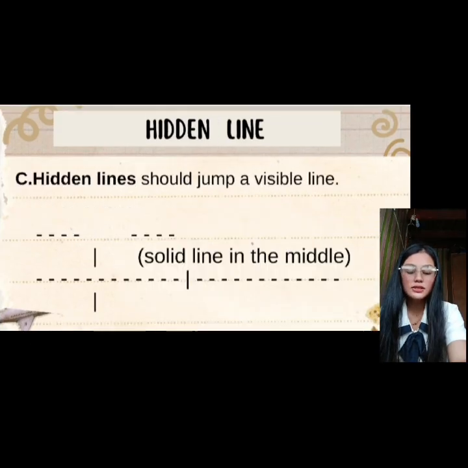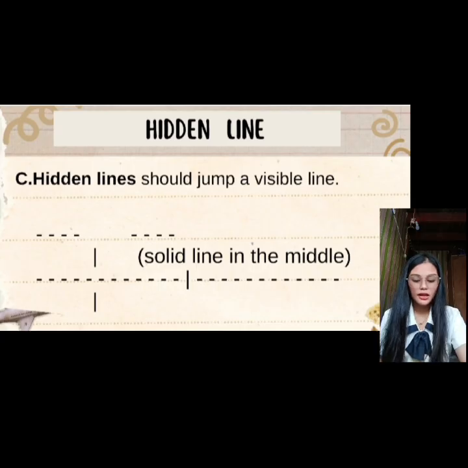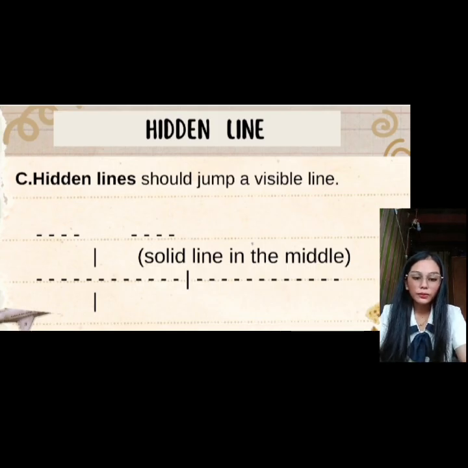So the next one is hidden line should jump a visible line. So it means that when a dashed line touches a solid visible line, it should stop before reaching it, then continue again after the visible line. This keeps the solid lines clear and easy to read. So as you can see, there's an example below. So there's a solid line in the middle. As you can see, the dashed line jumps over the solid line.